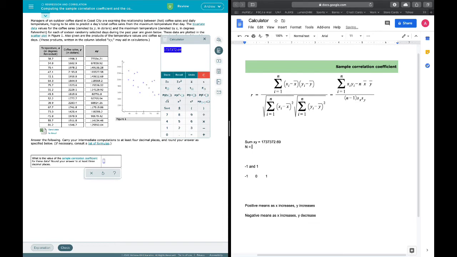All right, the next thing on this formula is the N. The N is how many total days we kept track of. So what is it? 16. We look back at the problem, or we can count how many rows there are. There's 16 rows, but it says right here in the problem, 16.